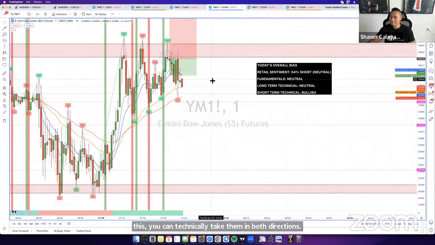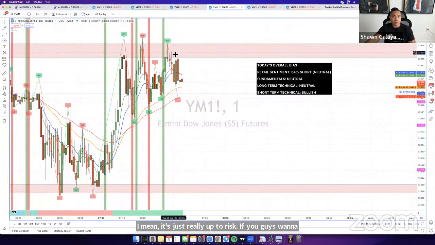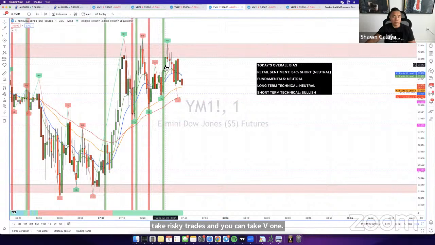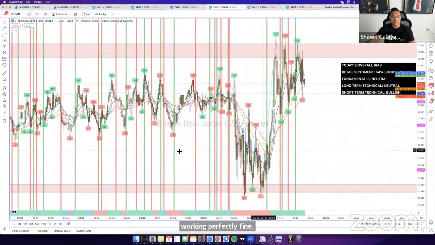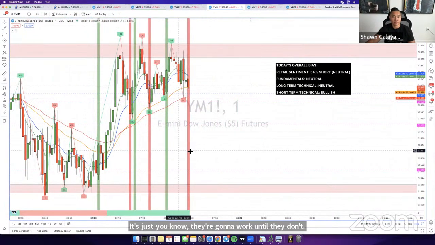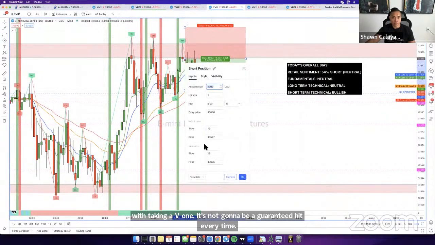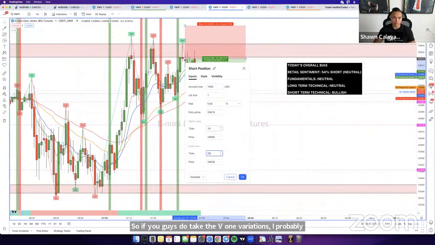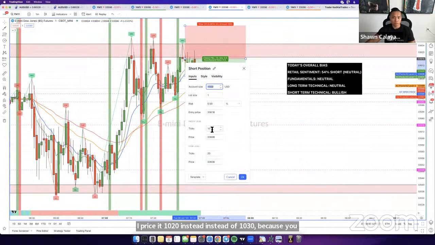It's really just up to risk. If you guys want to take risky trades, you can take V1 variations in both directions. It seems like they're both working perfectly fine. It's just, you know, they're going to work until they don't. And you just got to understand that there's risk involved with taking the V1s. It's not going to be a guaranteed hit every time. So if you guys do take the V1 variations, I probably would take it with a smaller TP stop loss. I'd probably use a 1020 instead of a 1030, because you want to cut yourself short in case it doesn't go in your direction. Or you could even do like a 1015. I think a 1010 would be too tight.